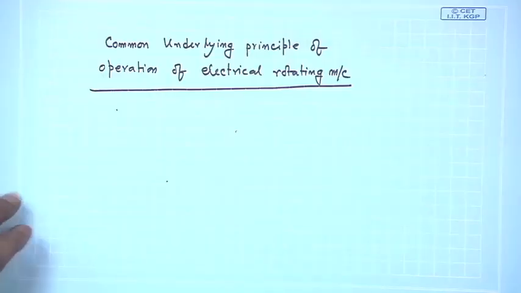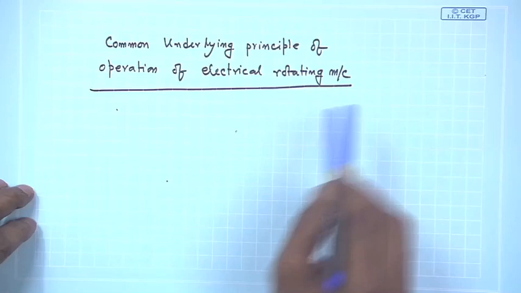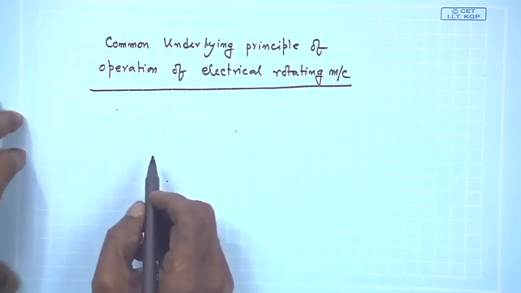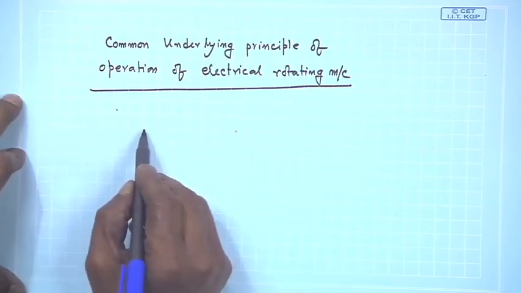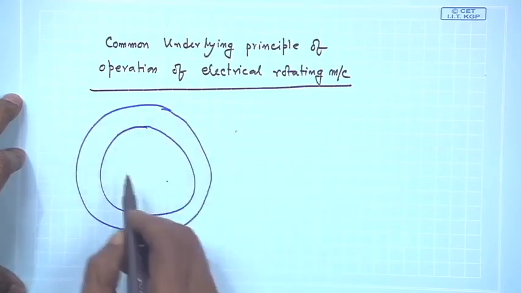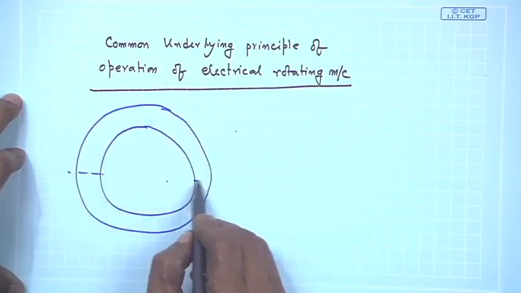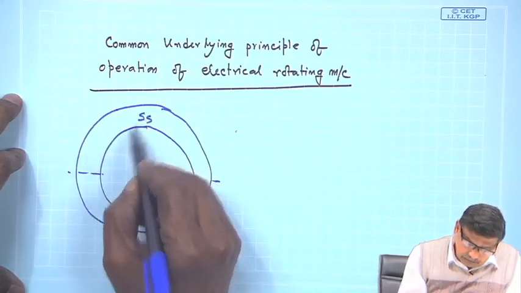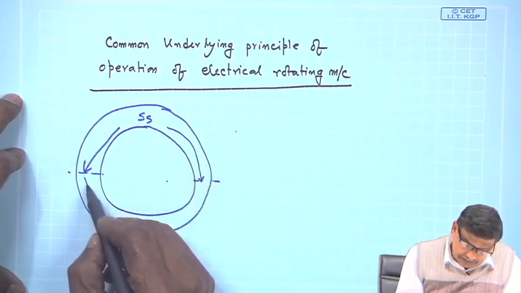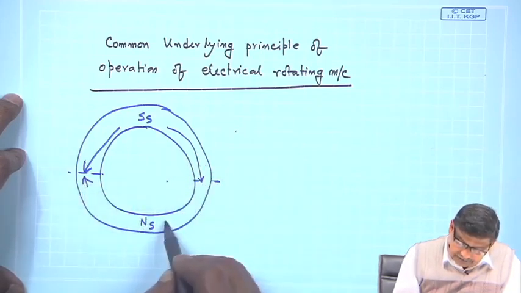To understand what is happening inside a machine, I will now today discuss one important thing, that is the common underlying principle of operation of electrical rotating machines. For example, first I draw a very rough sketch so that you can understand. Suppose here is your stator, and suppose this up is under south pole from this to this. I will draw a very sketchy diagram, and this is suppose N S S S like this.